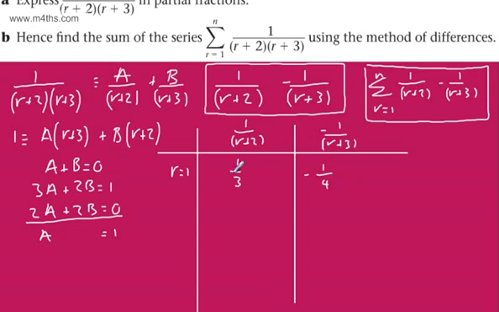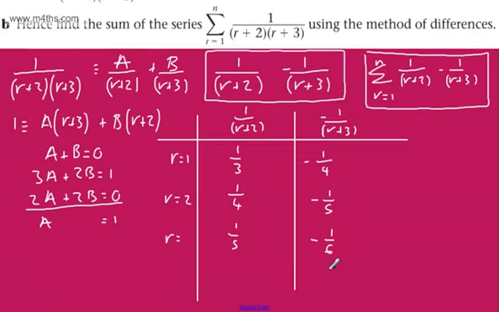If we now take the next one, we'll take r equal to 2. And of course, you don't have to do this as you go on, it'll be fairly straightforward. We're going to get 1 over 2 plus 2, which is 1 over 4. And then we're going to get 1 over 2 plus 3, which is going to give us minus 1 over 5. I think you can see what's going to be coming up now. This is going to give us 1 over 5, and then we sub in 3, we're going to get minus 1 over 6.